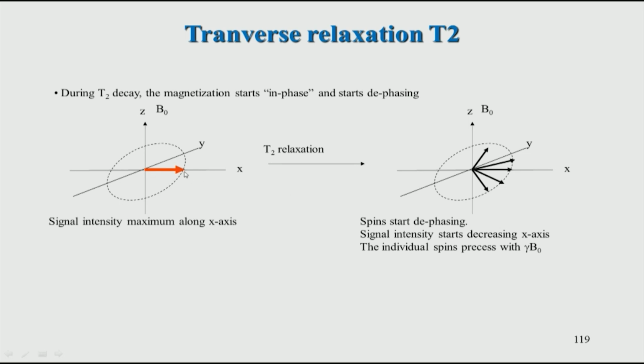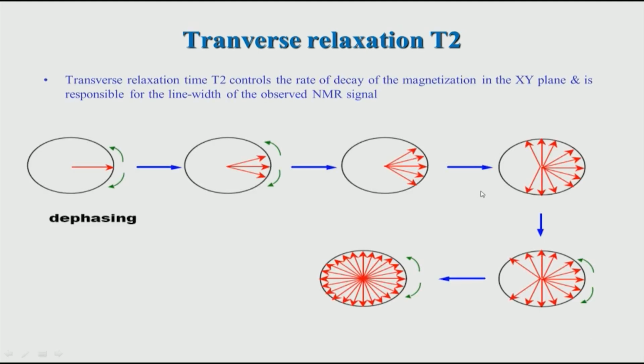So, you start from this position which is the 90 degree, and it starts dephasing around in the xy plane, and that is what we said is T2 relaxation. Also shown in this picture, this is looking from the top view. This circle is in the xy plane, and z is coming out of the plane towards you, whereas this is the xy plane. You can see the vector starts dephasing, and slowly after a long time they are completely dephased. This is looking from the top view.